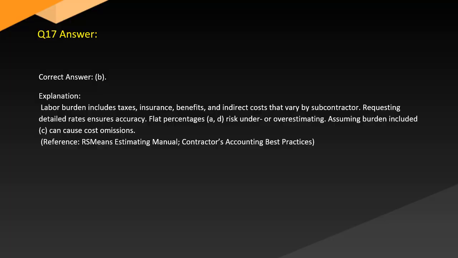Answer. Correct answer: B. Explanation: Labor burden includes taxes, insurance, benefits, and indirect costs that vary by subcontractor. Requesting detailed rates ensures accuracy. Flat percentages (A) and averages (D) risk under- or overestimating. Assuming burden is included (C) can cause cost omissions. Reference: RSMeans estimating manual, contractor's accounting best practices.